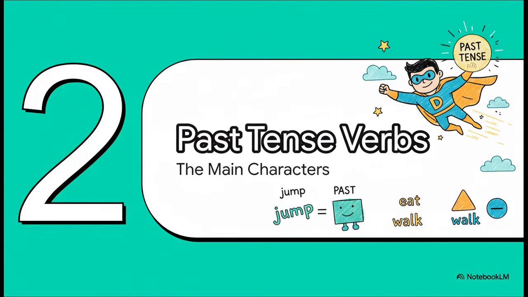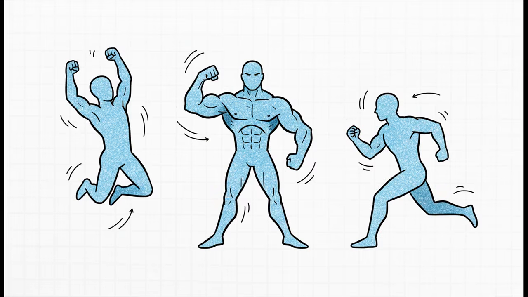Okay, so first things first, let's meet our main characters. These are your action verbs. Think of them as already being in their past tense costumes. They've already done the heavy lifting of showing that an action happened and is over. Right. These words are the core of the action. They tell us what went down. So let's introduce a few of our key players here.